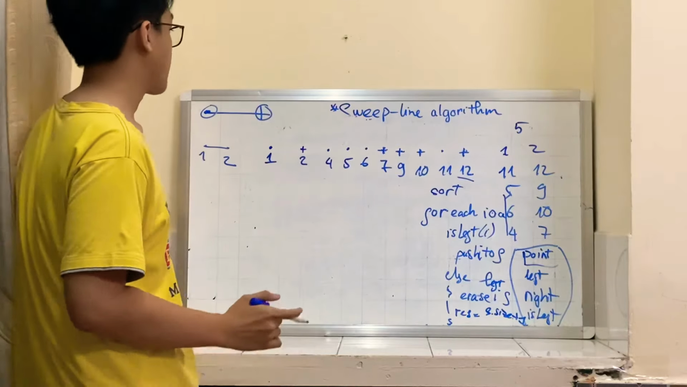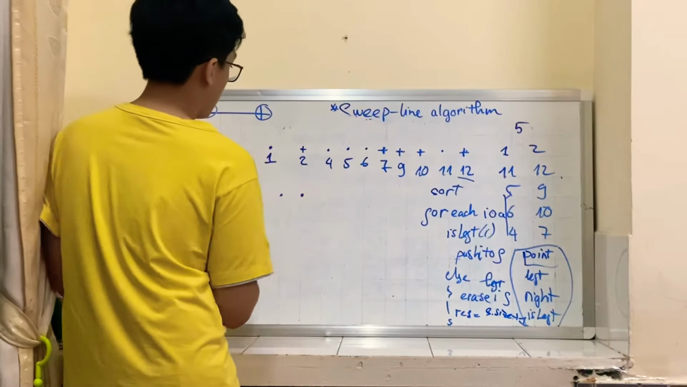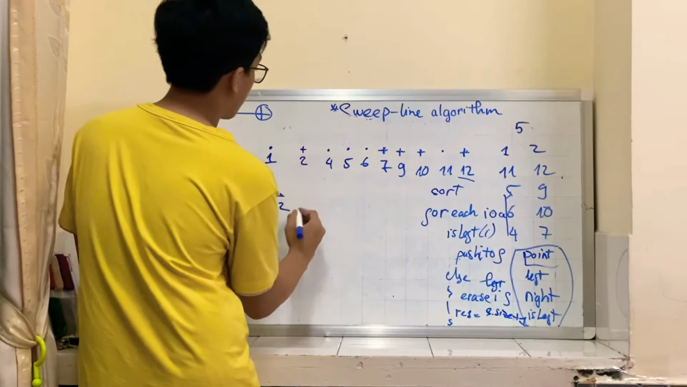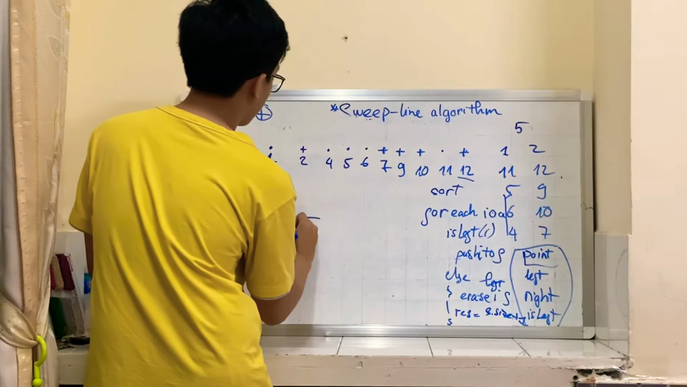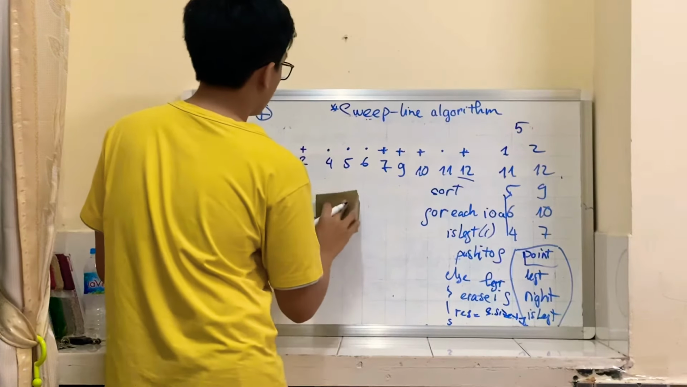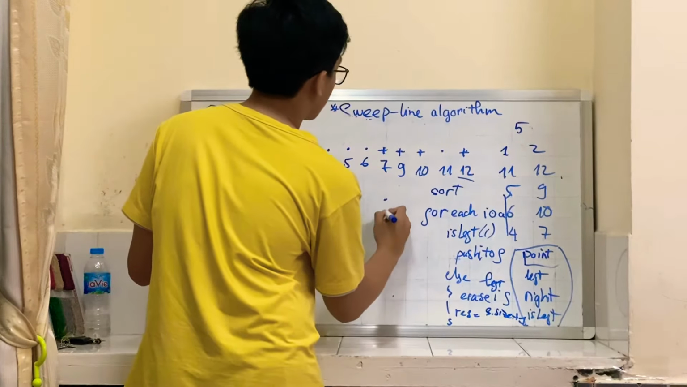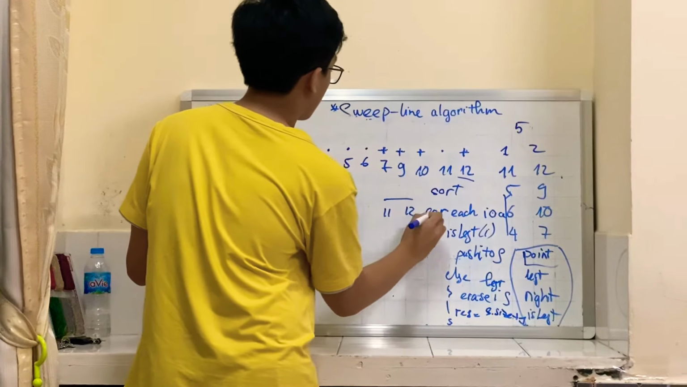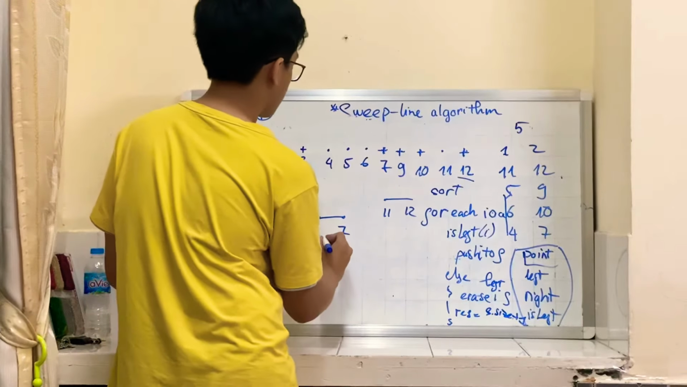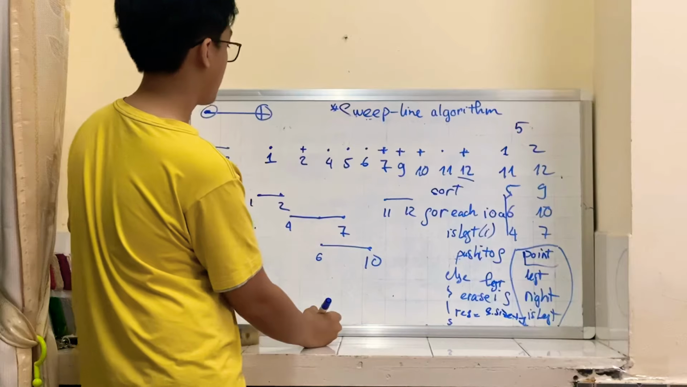I will draw a picture and then describe it again for you guys to see it clearly. The intervals are 1 2, 4 7, 11 12, 6 10, and 5 9.